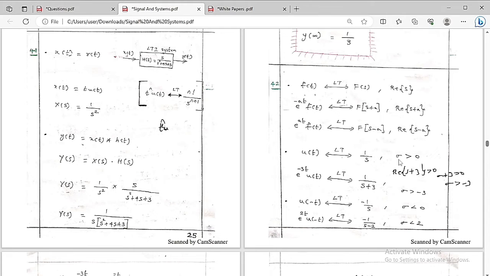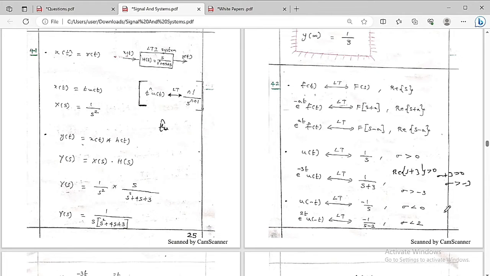Similarly now, u of minus t. What is the Laplace transform for u of minus t? We replace s by minus s, so we are going to get minus 1 by s. As u of minus t is a left-sided signal, the ROC is on the left side, just sigma less than 0. Therefore, for u of minus t, the Laplace transform is minus 1 by s with an ROC sigma less than 0, because whenever you replace t by minus t, you replace s by minus s. So the ROC also changes to sigma less than 0. Sigma greater than 0 and sigma less than 0 are mirror images, opposite in nature.